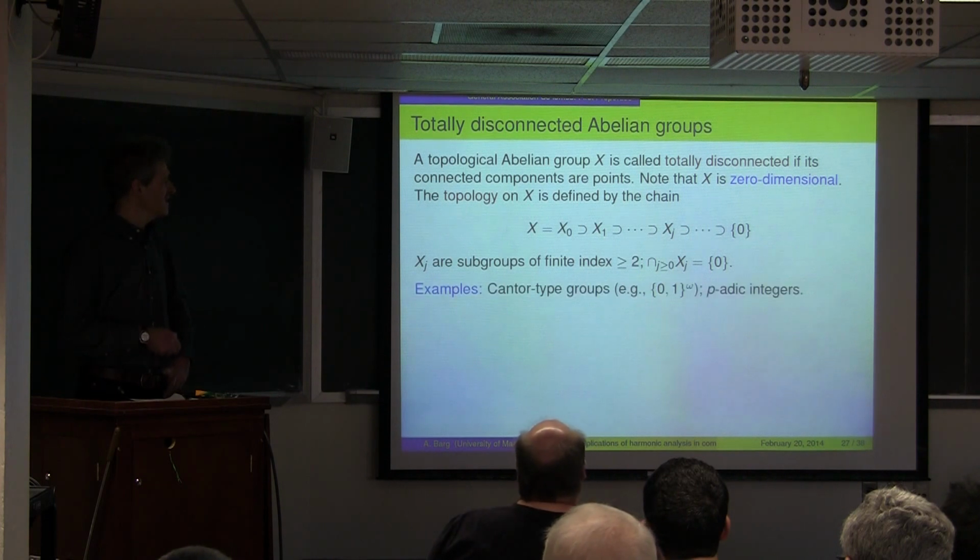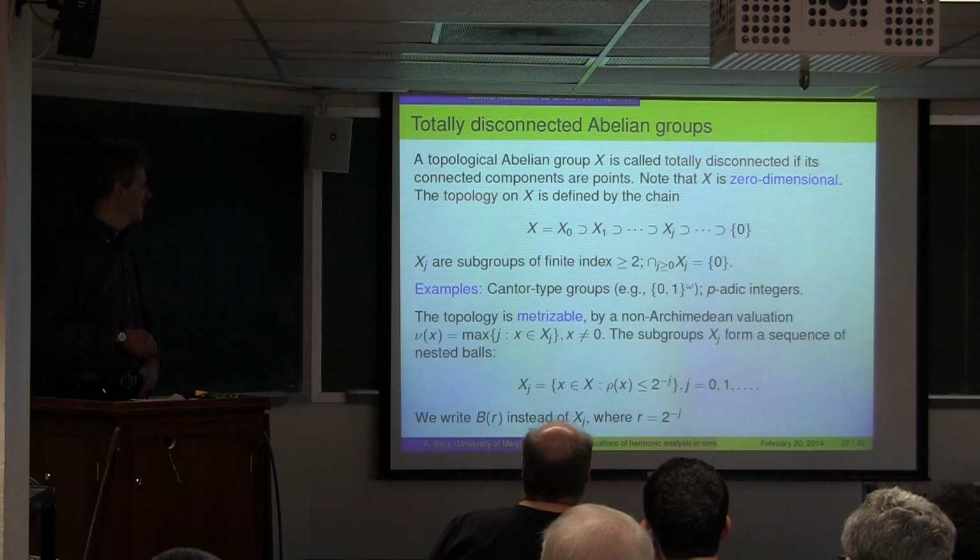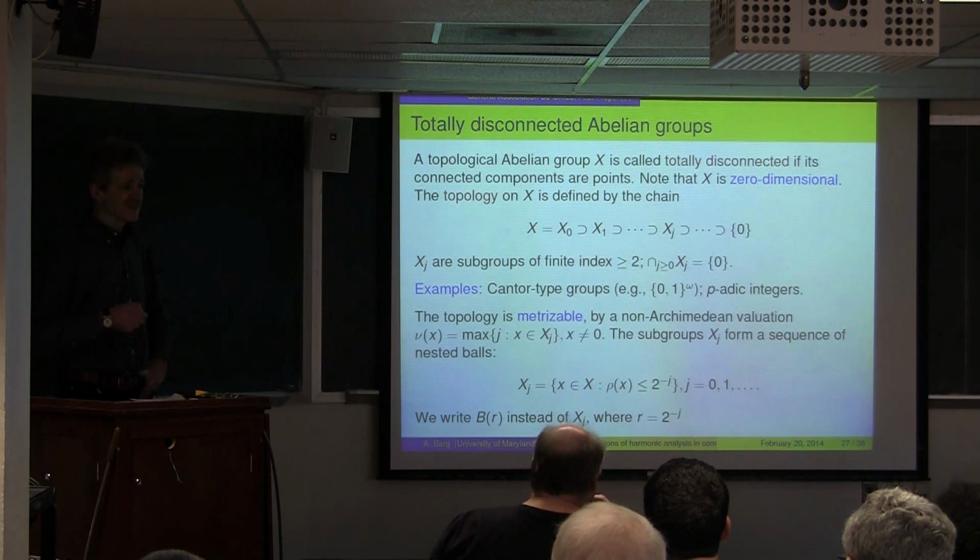So this is very, very classical. The Cantor set or Cantor type groups give the primary example. So this is Z2 taken countably many times, the p-adic integers, and there are slightly more general examples of this kind as well. This topology is metrizable, and interestingly, it is metrizable by a non-Archimedean valuation. So we have those subgroups, they become balls with respect to this valuation. And those balls are closed, so the subgroups are open and they are closed. Sometimes they even say clopen.